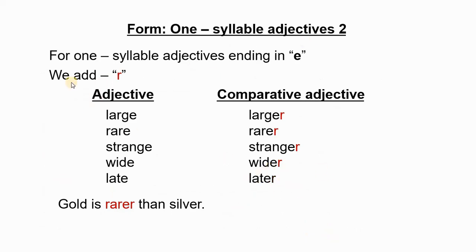For one syllable adjectives ending in E, then simply add the letter R. Okay, so here, large, larger, rare, rarer, strange, stranger, wide, wider, late, later. And example here, gold is rarer than silver.